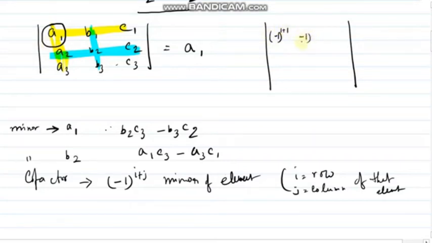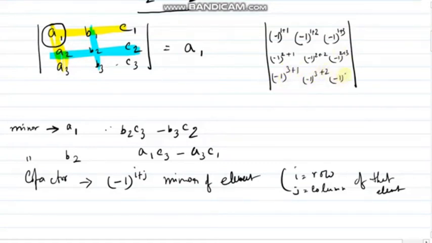For the second one, only the sign is to be added, it will be 1 plus 2. The third one will be first row, third column, right? If we carry on like this, this will be 2 plus 1, 2 plus 2, 2 plus 3, 3 plus 1, 3 plus 2, 3 plus 3. We know minus 1 to the power of an odd number is negative and to the power of an even number is positive. So the signs will be positive, negative, positive, negative, positive, negative, positive, negative, positive. These are the alternating signs.